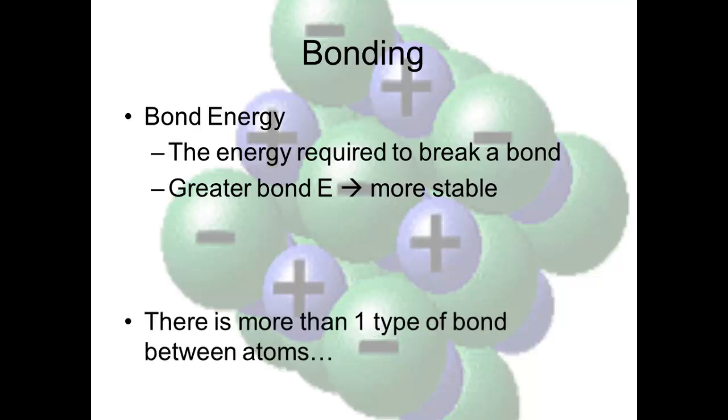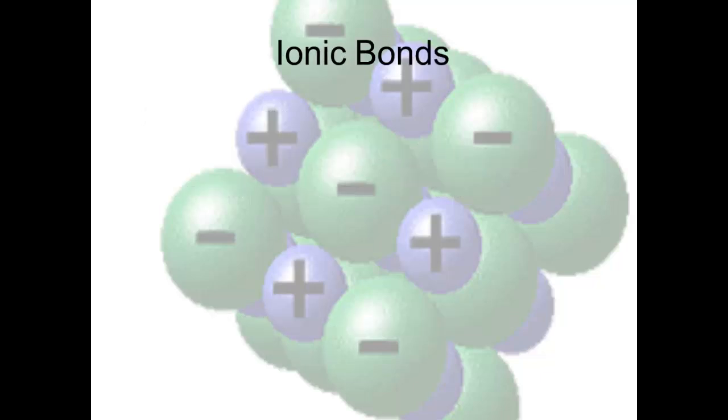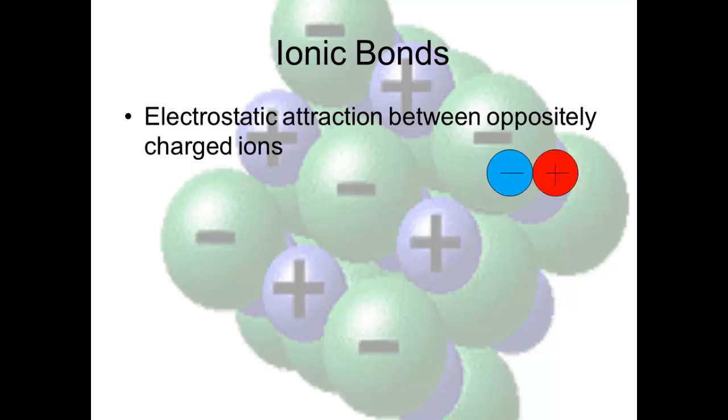I've already introduced this idea once today. There's more than one type of bond between atoms. In fact, there are probably three major categories that we're going to look at. Two big ones and then one that's kind of smaller. One of the main categories of bonds is called ionic bonds. And those are the ones that we're going to be focusing on for the next 2.5 to 3 weeks.